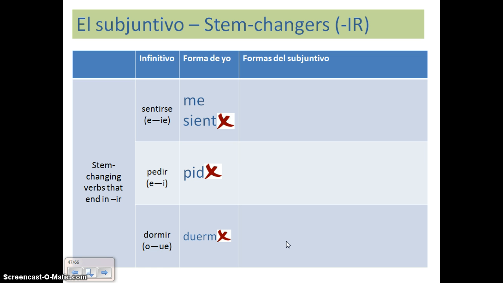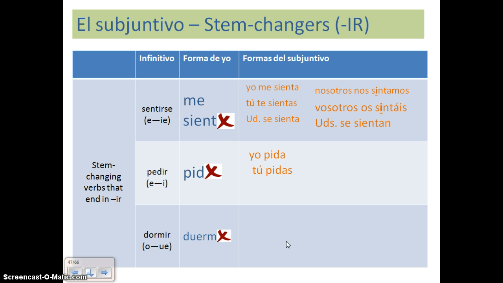Chop off that O, we're going to add the opposite endings. Yo me sienta, tú te sientas, usted se sienta. Okay, so there's going to be a change, but it's not the same change. Nosotros nos sintamos, vosotros os sintáis, ustedes se sientan. Notice that changes. It's still a change. Every single form here has a change, except it's not the exact same change in the nosotros and vosotros form.